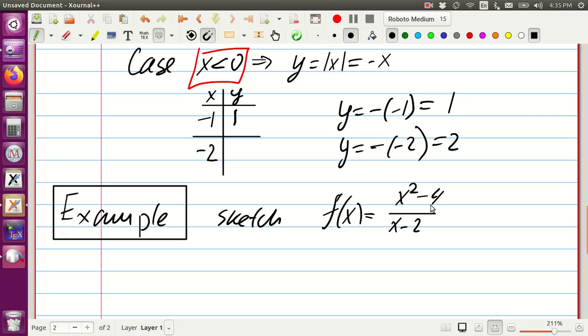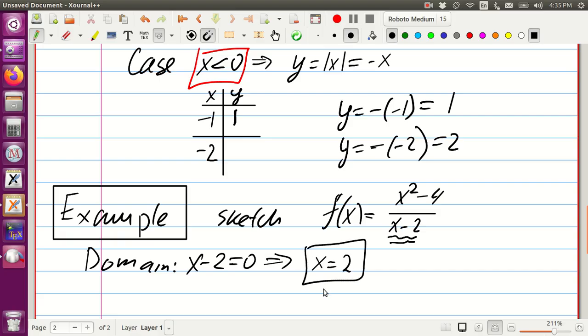Okay, so we have a fraction here, so we have to be worried about the domain. What happens if x minus 2 is equal to 0? We'll start with the domain here. If we add 2 to both sides, we get x equals 2 as the place where the function will be undefined. So we don't want x to be equal to 2. Everything before 2 is fine, and everything after 2 is fine, but at 2 itself the value of the function is undefined.